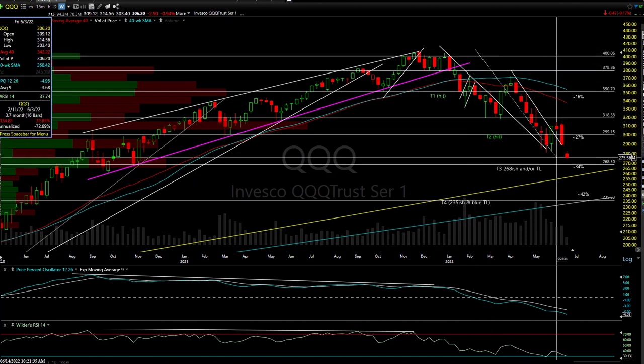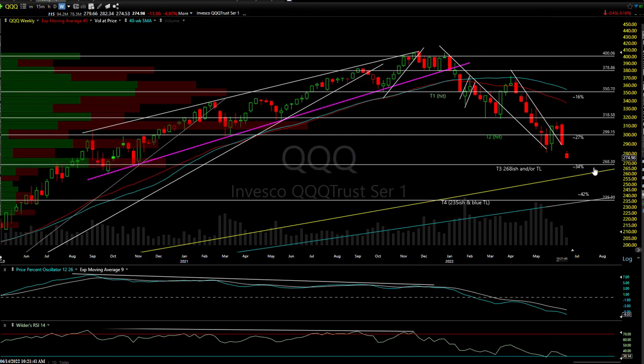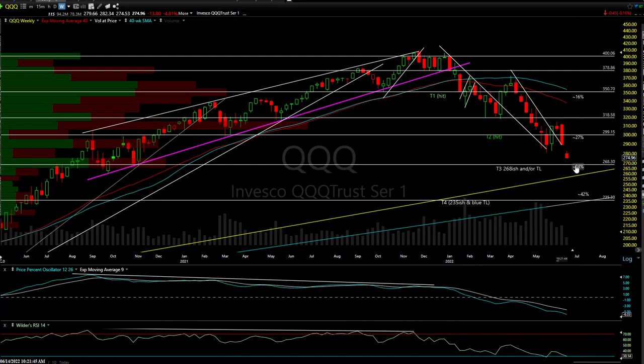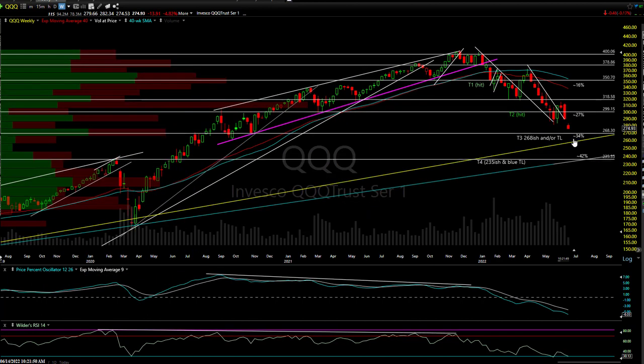relatively speaking. Relative to what? Relative to this entire move. It's been a 32% drop so far, 33 in the Nasdaq 100. So when you have a differential of just a couple percentage points, less than 5% between the lines, that's one target for all intents and purposes. All right, so that's that.